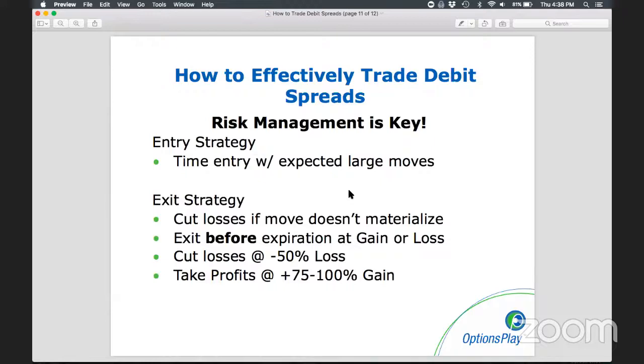And just like any other form of trading, whether you're trading credit spreads, debit spreads, buying calls and puts, or whatever it is, risk management is really key. And that's really why I like trading debit spreads, because the risk management aspect of it is so straightforward. There's not a lot of math involved. It's just very, very straightforward and easy to remember.